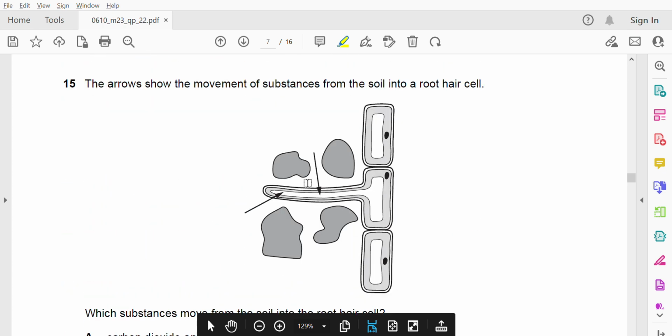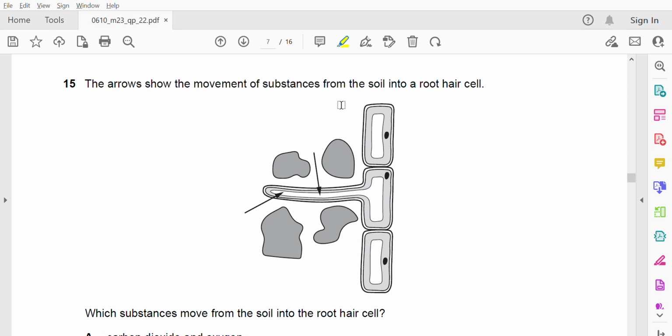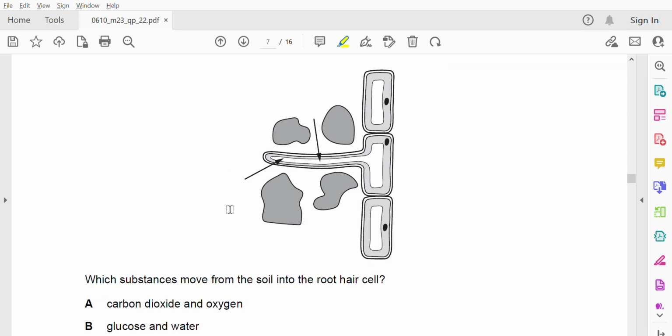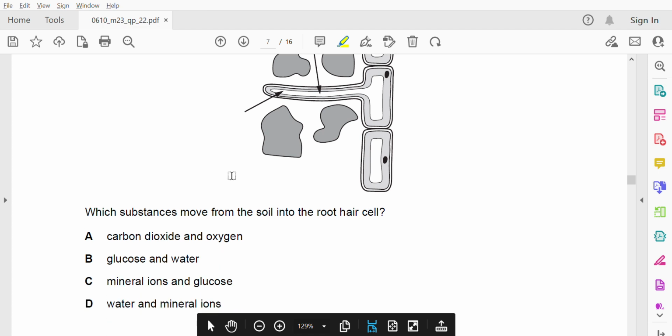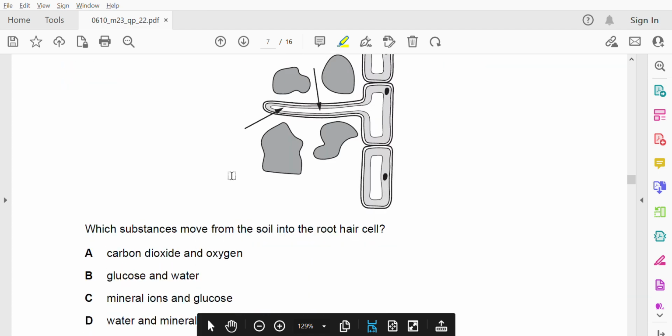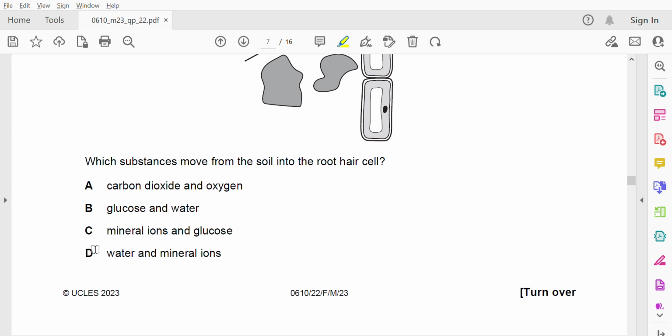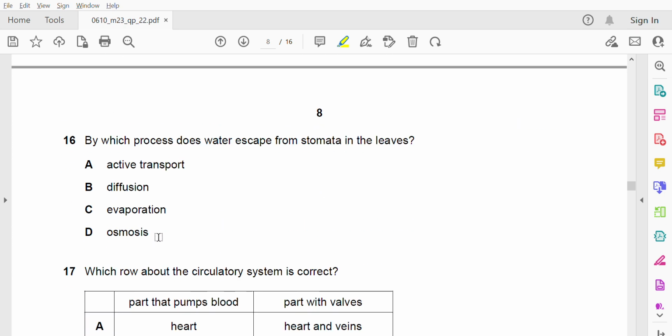Moving on to question number 15. The arrow shows the movement of substances from soil into a root hair cell. Which substance moves from the soil into the root hair cell? The correct option for this is D, water and mineral ions. We're only going to be solving up to question number 20 today. Let me know in the comments section if you want me to do more.